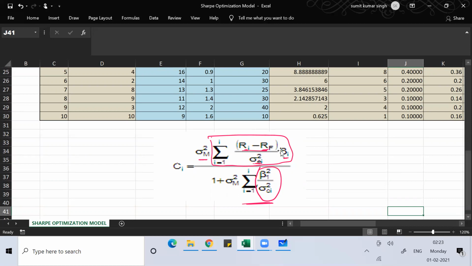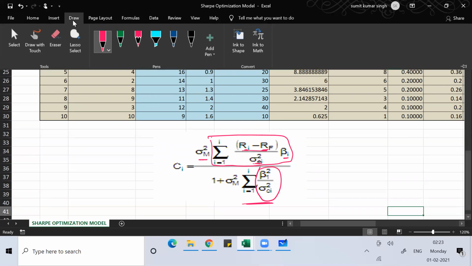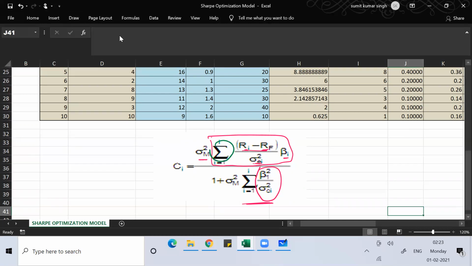Here you can see that this looks like a slightly complicated problem. The summation sign you see here is basically the cumulative value. So you have to find the cumulative value of the parameter on the right-hand side, relative to the parameter on the left-hand side.